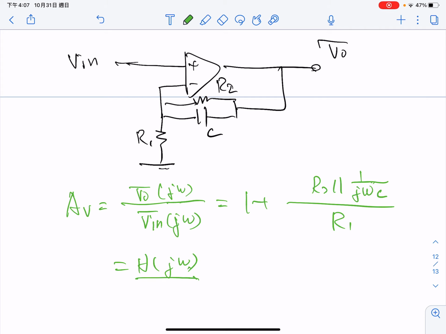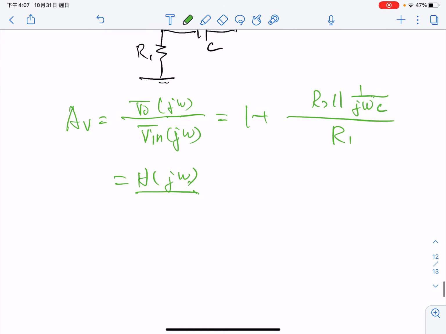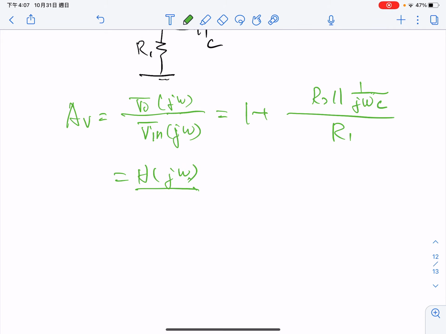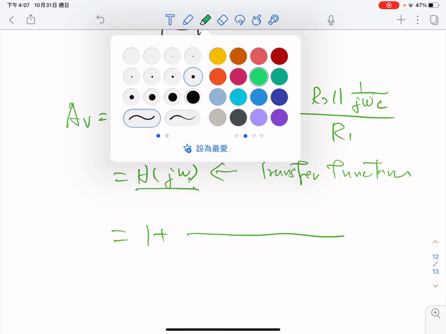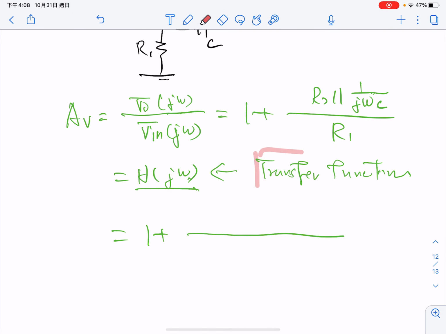Just give it a new name. All right. And now we know the H of j omega. Sorry, we'll call this one the transfer function. You will meet this name from time to time afterward, the transfer function.